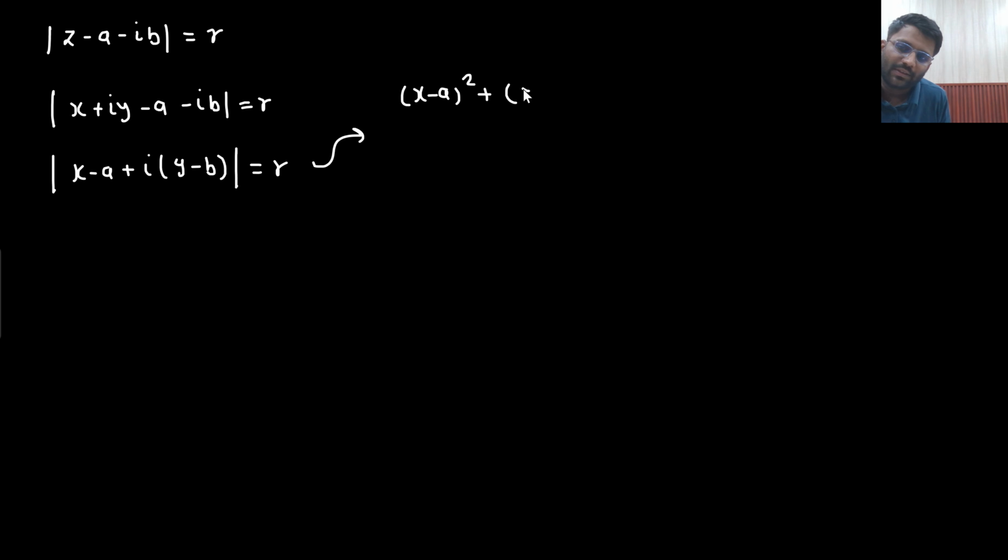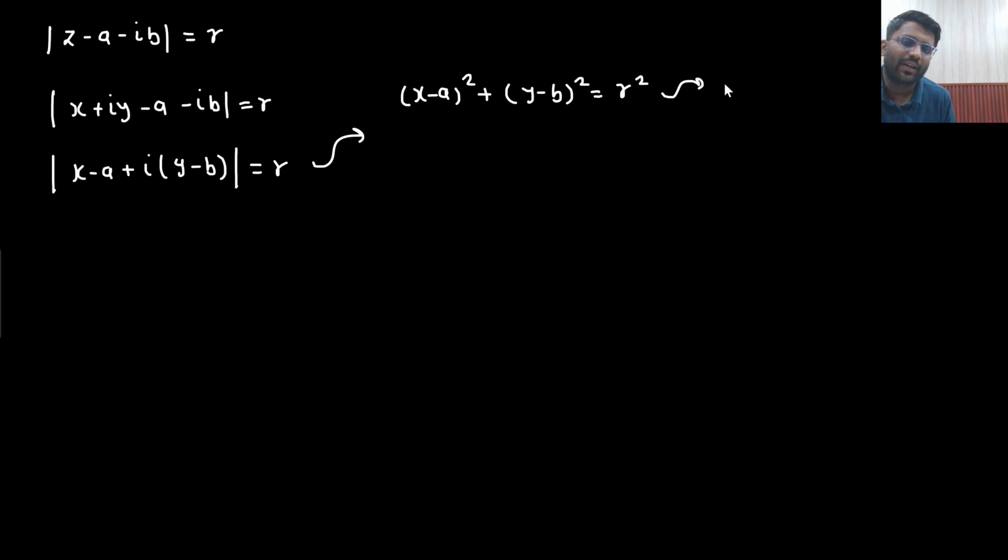So can you conclude something? If I ask you mod of z minus a minus iota b equals r, then what will happen? Z equals x plus iota y, you will put that, minus a minus iota b equals r. So x minus a plus iota y minus b equals r. From here, if you take the magnitude, what will you get? X minus a whole square plus y minus b whole square equals r square.